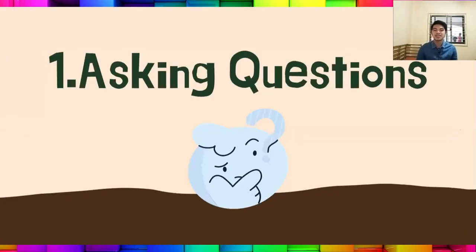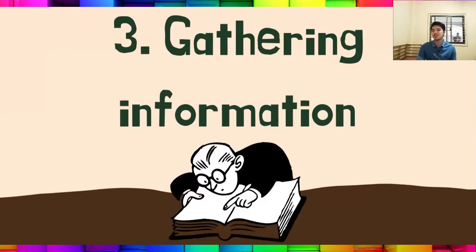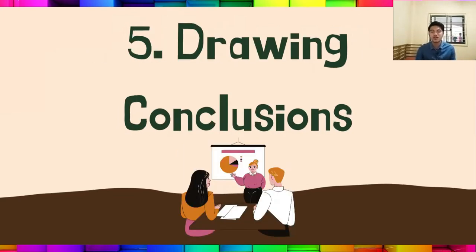The first part is asking a question. Asking a question shows your curiosity about something. The next one is predicting the answer, wherein you are going to try to answer your own question. And the next one is gathering information. Here you can use books, internet, and encyclopedias. The next one is studying the information. And number five is drawing conclusion. In drawing conclusion, you are going to sum up all the information that you gathered and draw a conclusion about your question.